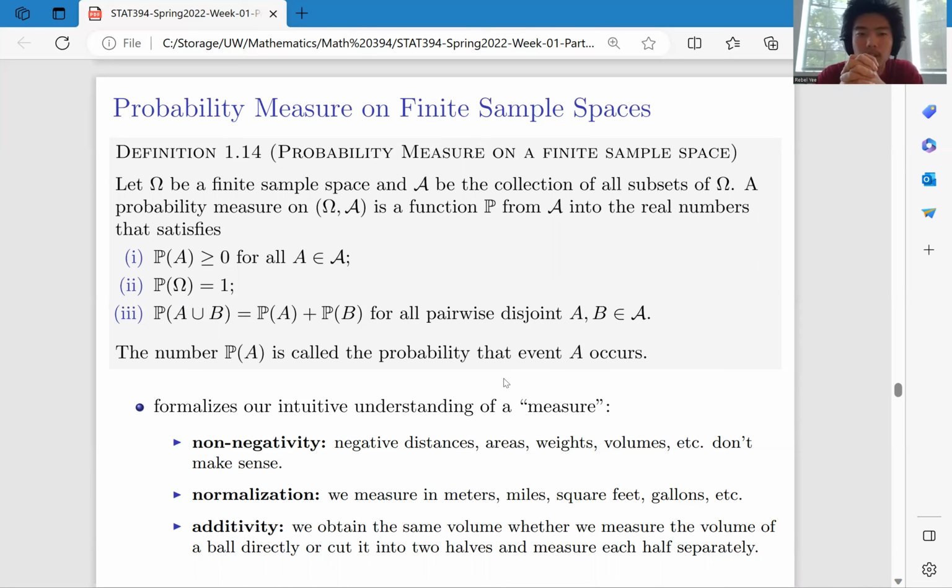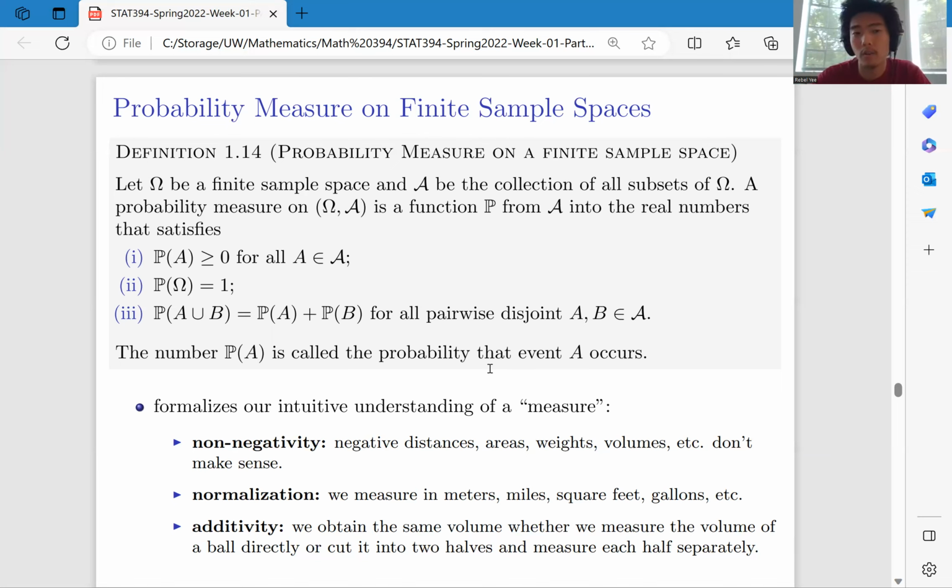The probability measure on this is not a triplet; it is a two-element list. It's a function P from F to the real numbers. What does a function mean here? You can just assume it's a process of assigning every element inside the set F with one specific number in the real numbers.